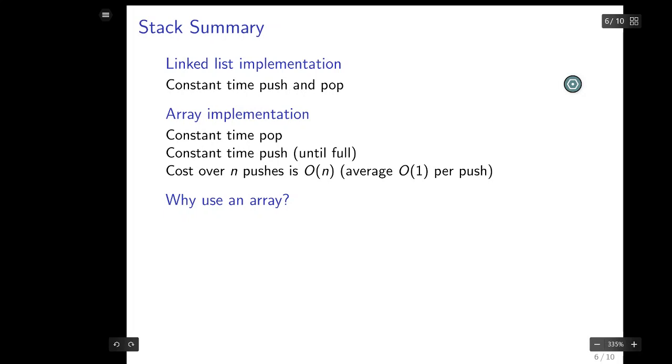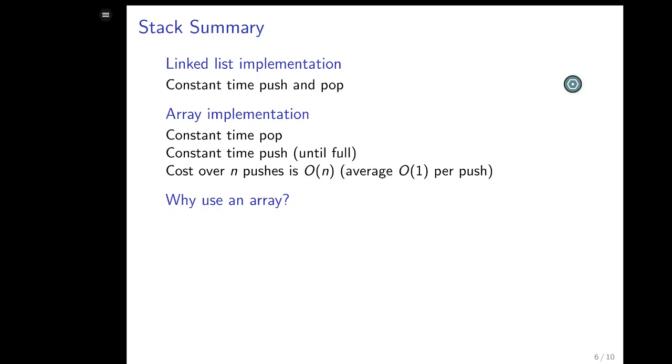Stack summary. Linked list implementation. Constant time push, constant time pop. None of this amortized business. Nothing. Just constant. Array implementation. Constant time pop. Constant time push, most of the time, until it fills up. And then you have to resize. So over n pushes, it's order n, or average of order 1 per push.